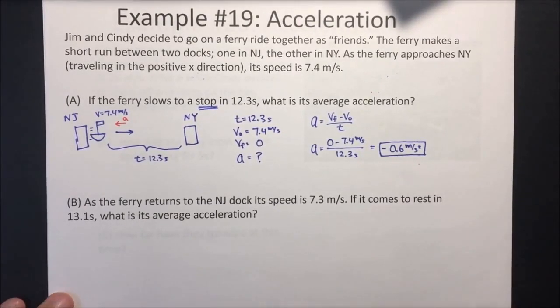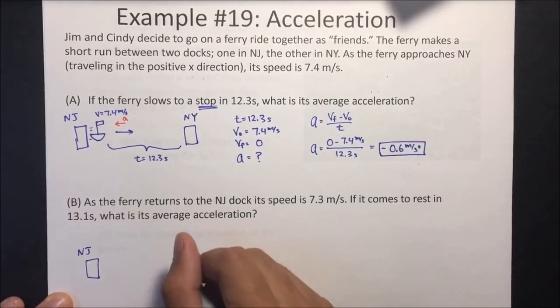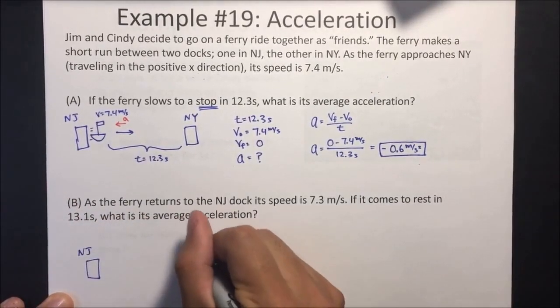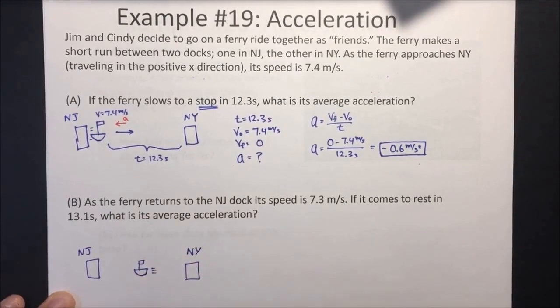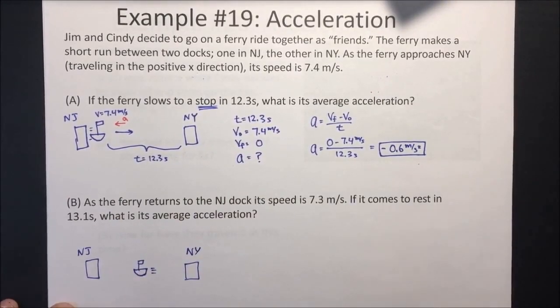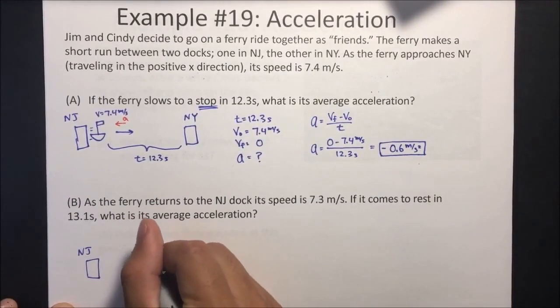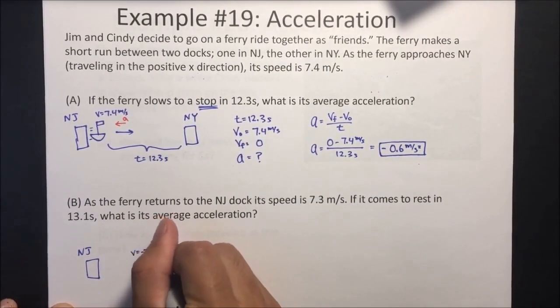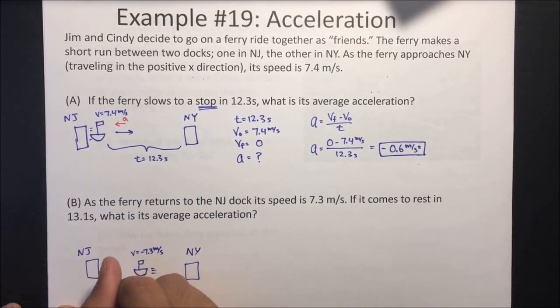So this is a little bit tricky. This is why you want to kind of draw it out a little bit. So again, this is New Jersey. This is New York. And now, the ferry is going back to New Jersey, meaning it's moving to the left. So the velocity is going to be negative 7.3 meters per second. We know for it to come to a stop, the time is equal to 13.1 seconds.